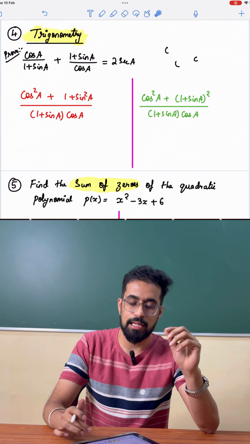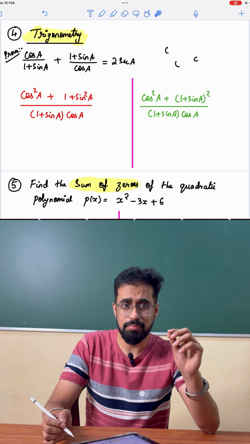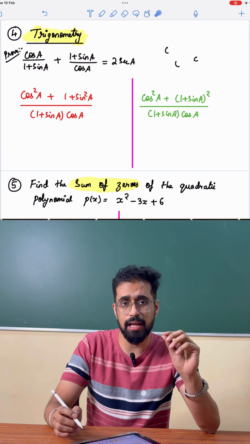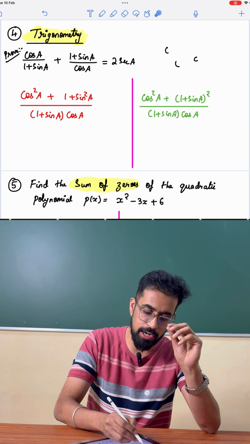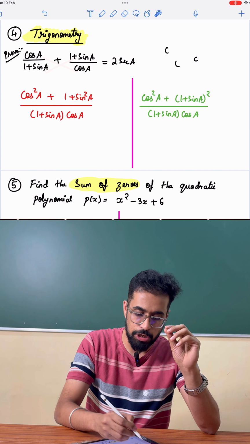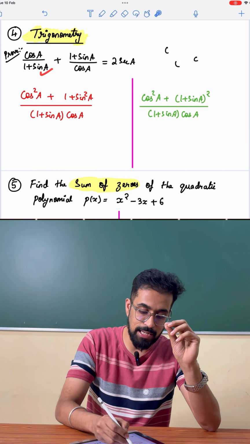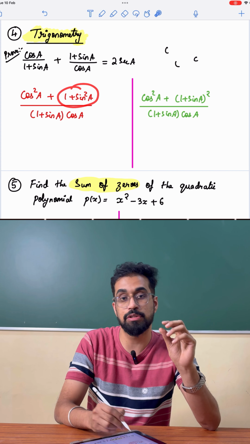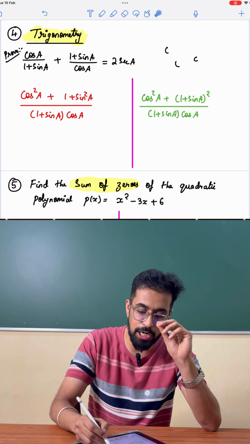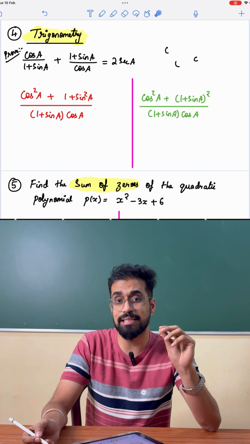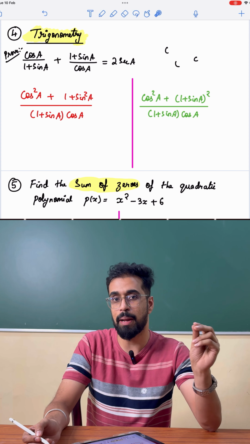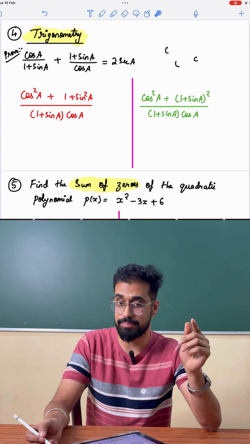Then, the classic trigonometry. Here, whenever you're asked to simplify, take the LCM in the first step. We often tend to cross multiply instead of taking the LCM. Of course, cos into cos would give us cos square, but 1 plus sin into 1 plus sin will not give us 1 plus sin square. Please note, 1 plus sin A into 1 plus sin A would give us (1 plus sin A) the whole square. A plus B into A plus B is (A plus B) the whole square.